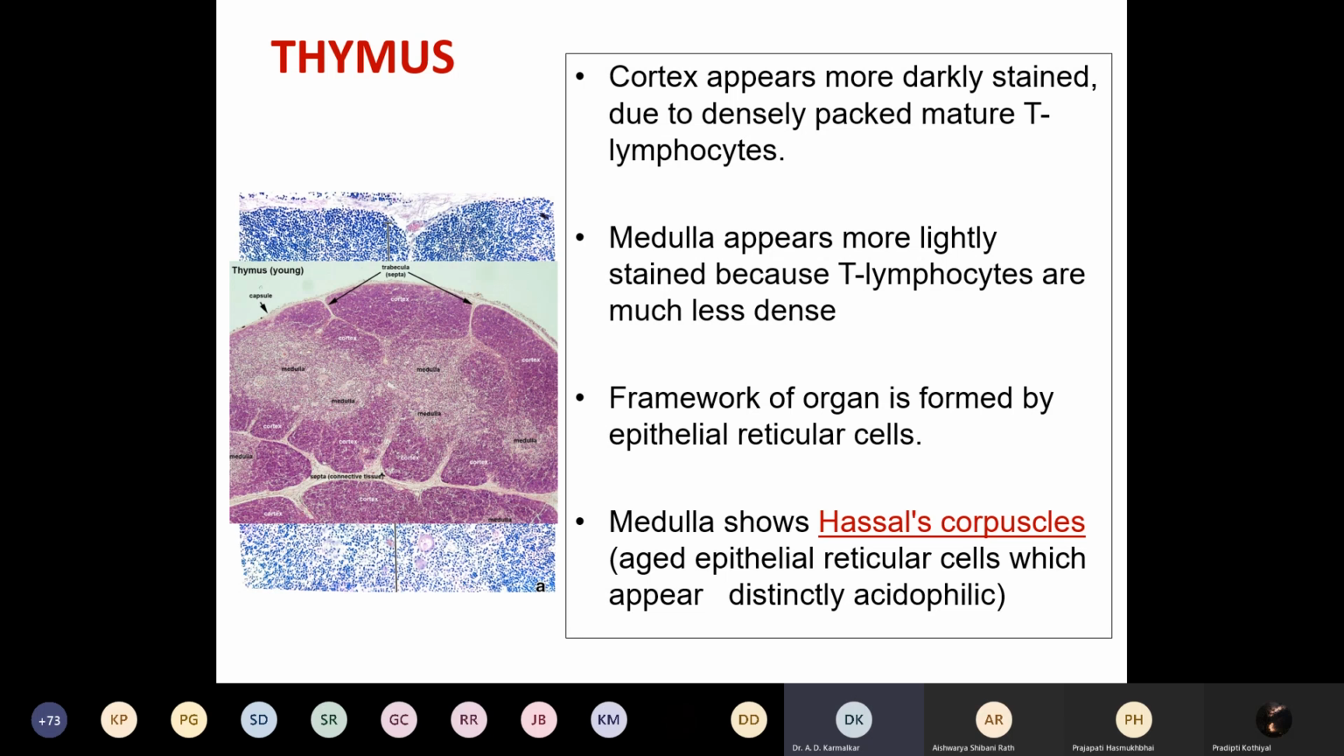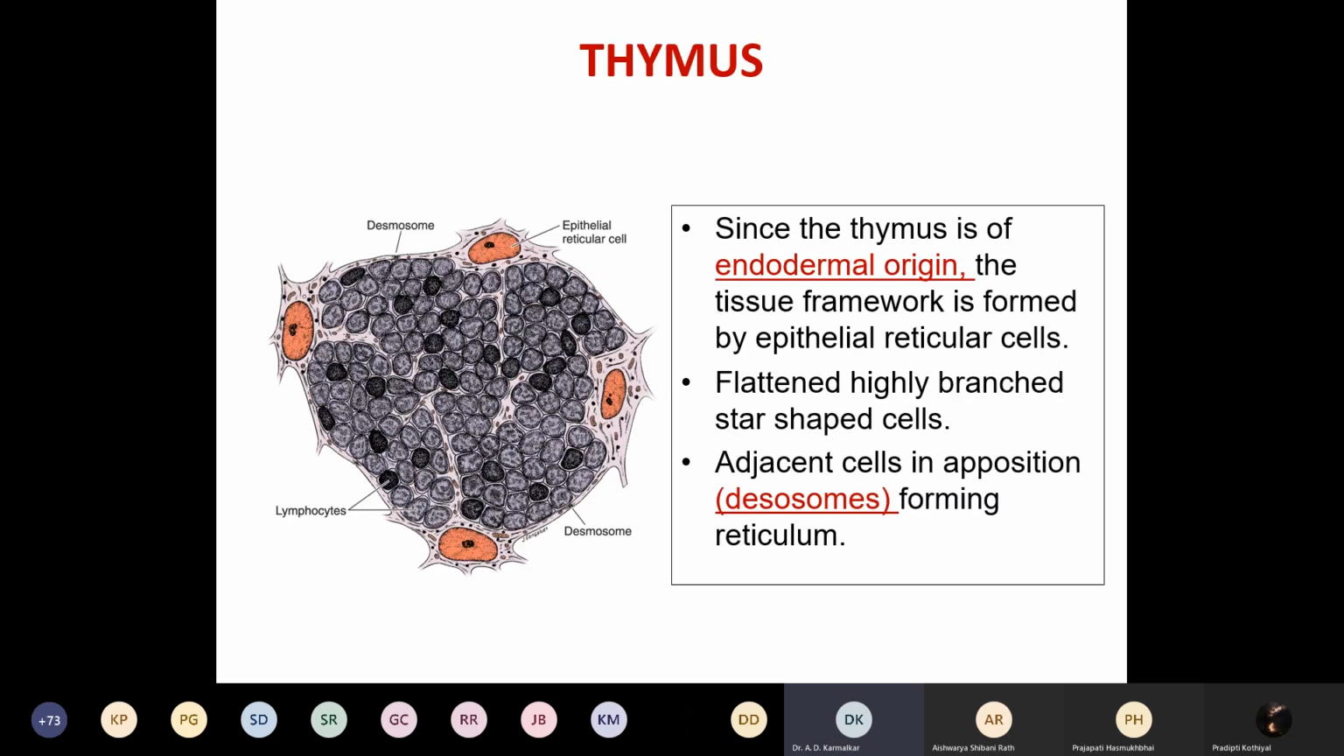Okay, so classically, if you see, there is a cortex, there is a medulla which is lightly stained, and there is some eosinophilic circular structure seen. Okay, it is nothing but the Hassall's corpuscle. This is a slide of thymus. Okay.